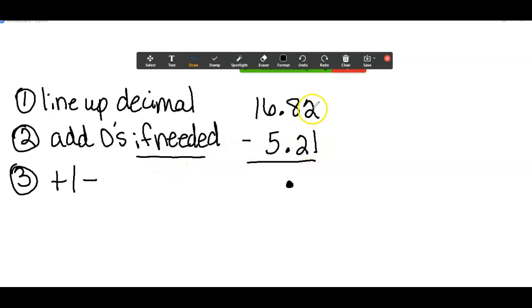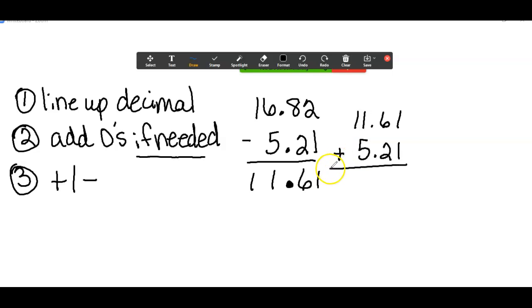Sometimes you do, sometimes you don't. And so now I'm going to subtract. 2 minus 1 is 1. 8 minus 2 is 6. 6 minus 5 is 1. And 1 and nothing is 1. That was pretty easy because there was no regrouping. You can always take this and add. So 11 and 61 hundredths add 5 and 21 hundredths, and that gives you the answer we started with. That's how you check your subtraction problem.